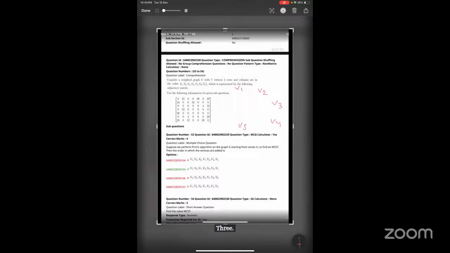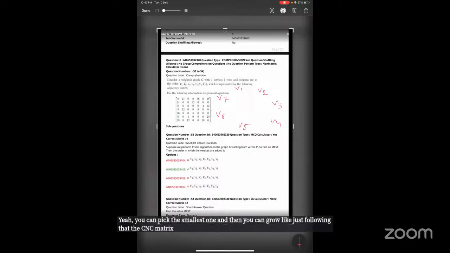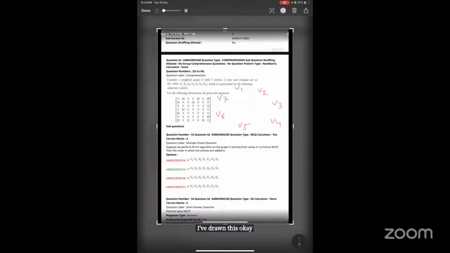V4, V5. Ma'am, cannot we apply Prim's algorithm directly without drawing the graph? I've solved this question without drawing the graph. Yeah, you can do this. I'm just drawing the graph to simplify the problem, nothing more than that. You can pick the smallest one and then grow, just following the adjacency matrix. But I want to simplify the graph, that's why I've drawn this.